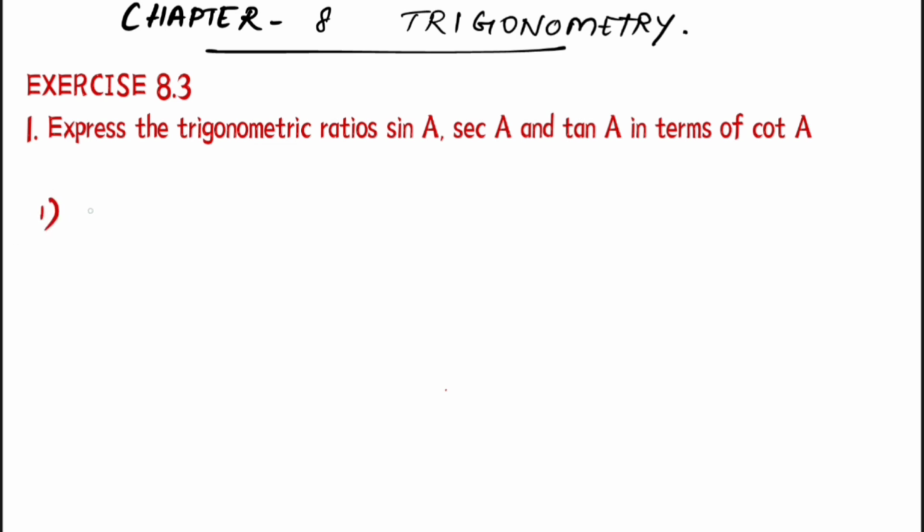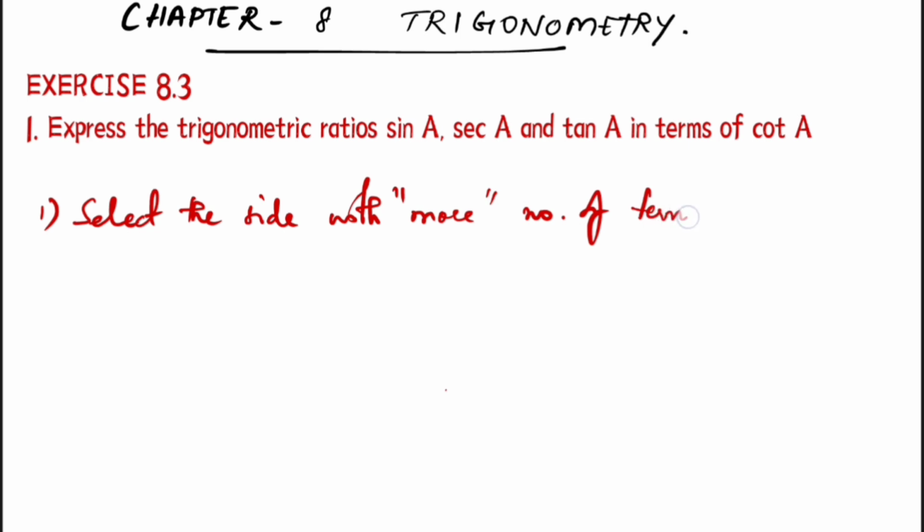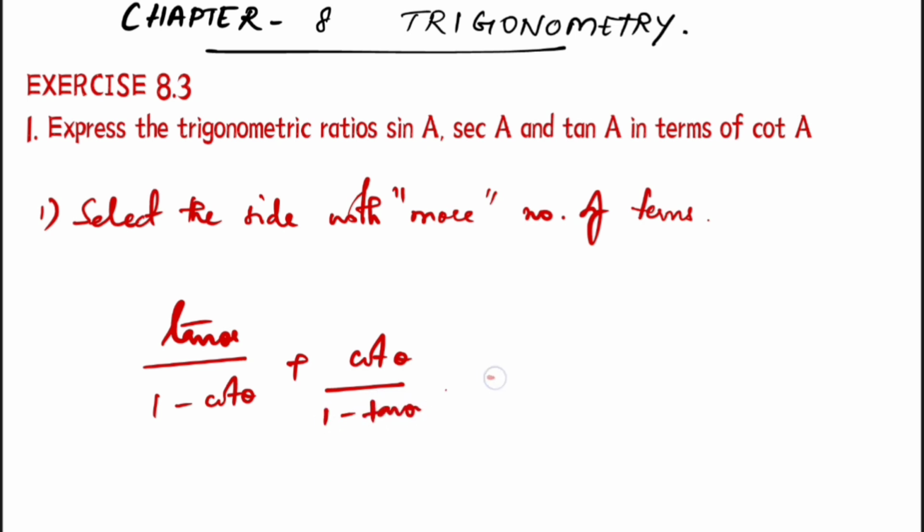First, we have to select the side with more number of terms. For example, let us take a question. tan theta divided by 1 minus cot theta plus cot theta divided by 1 minus tan theta is equal to 1 plus sec theta cosec theta. We have to choose LHS first for solving the problem, and vice versa if the question is inversed.